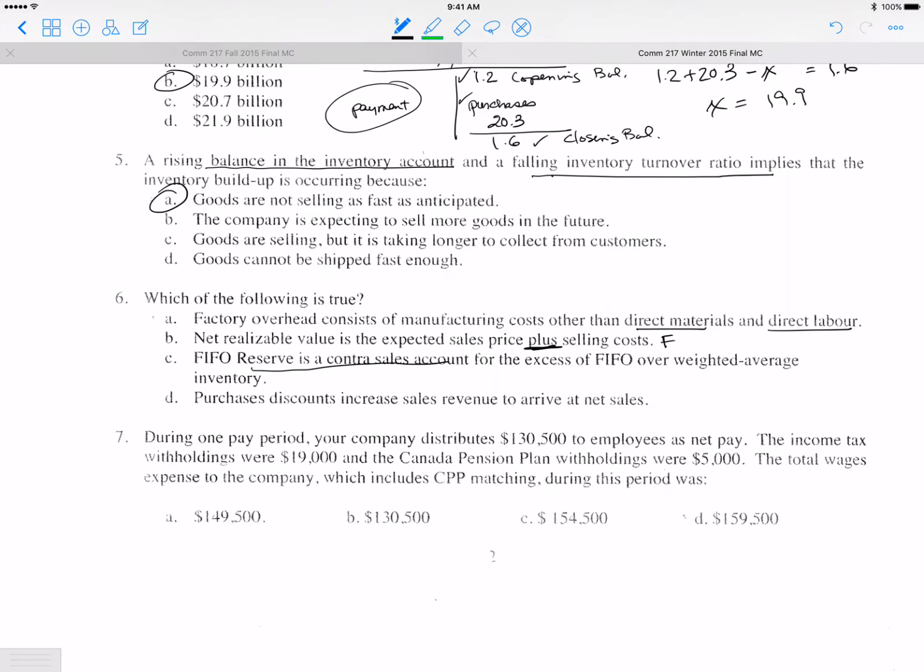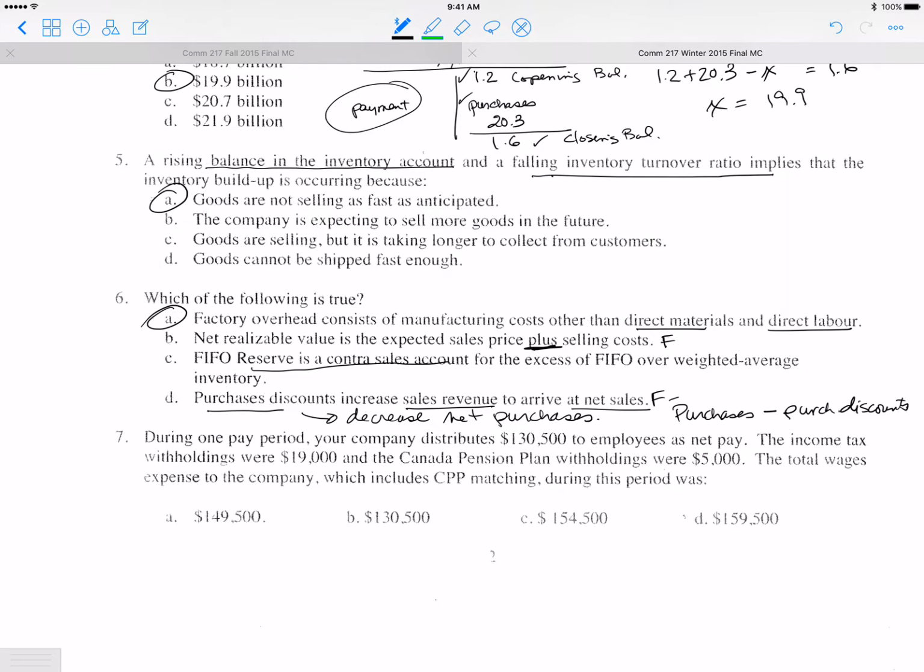Purchase discounts increase sales revenue to arrive at net sales. No, false. Purchase discounts decrease your net purchases. Okay, so what you'll have are purchases minus purchase discounts. Okay, so that's why A is the correct answer.